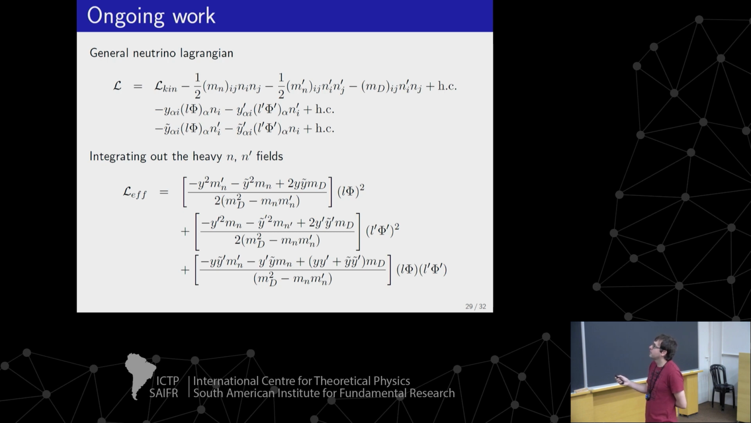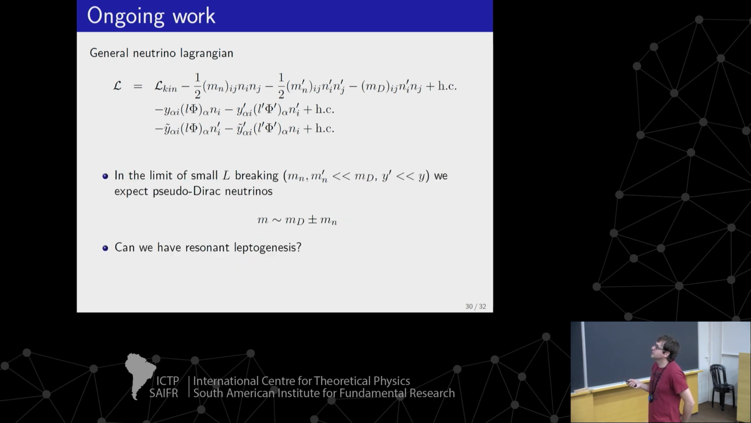So we have Majorana neutrinos. This is the form of the mass matrix for the neutrinos, where the right-handed neutrinos are the left-handed neutrinos of the mirror world. The idea is to take a small lepton number breaking, so small Majorana masses compared to Dirac masses, and a small Yukawa prime also. Before, we had conservation of lepton number, but we can also couple this to that and this to that, and then we break lepton number. In this small lepton number breaking regime, we expect to have pseudo-Dirac neutrinos.